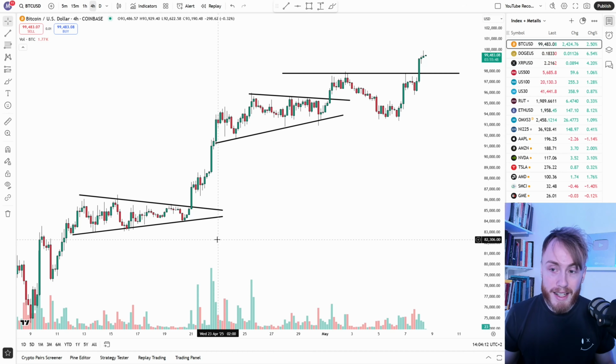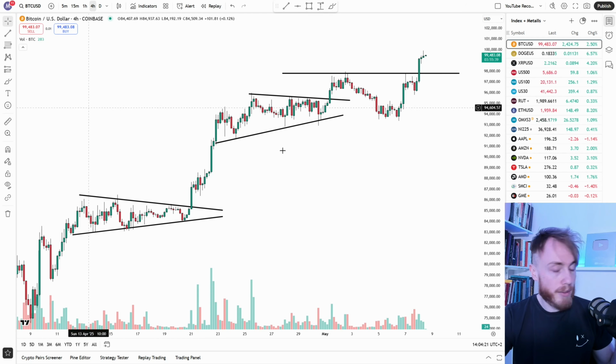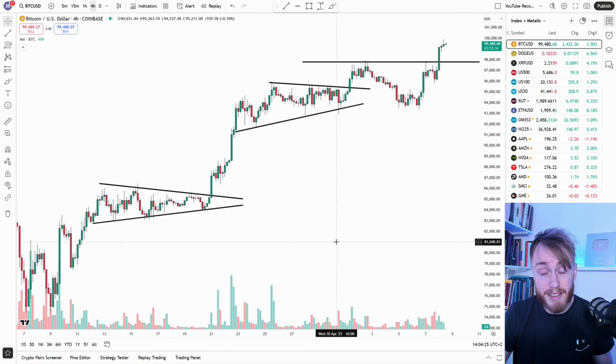But alright, so now let's jump into TradingView and take a look at some examples of good breakouts, but also some examples of fakeouts.